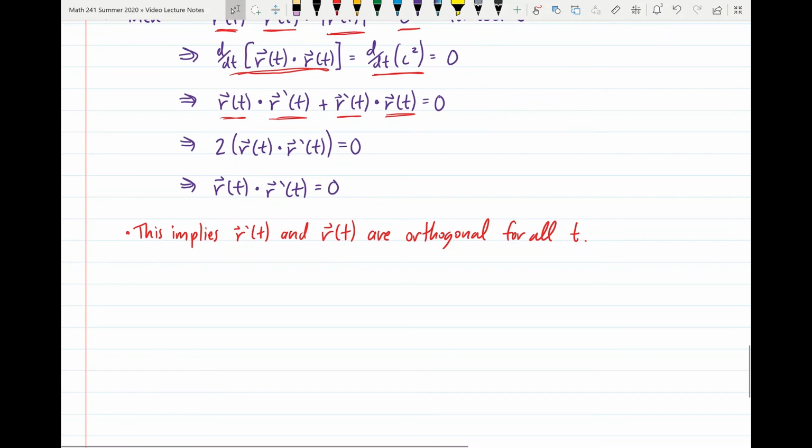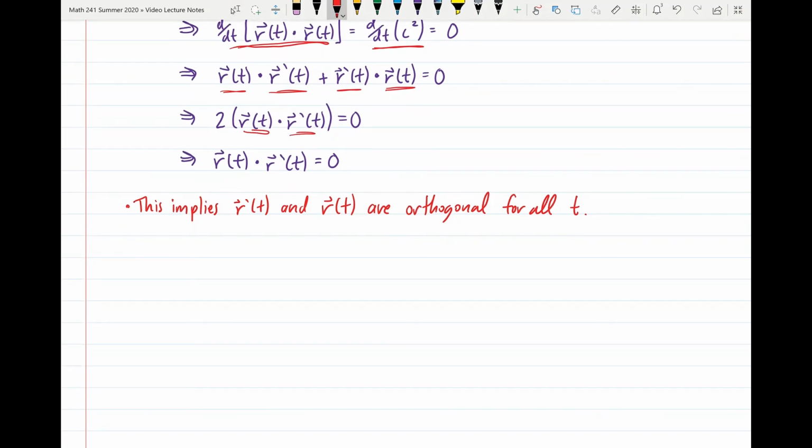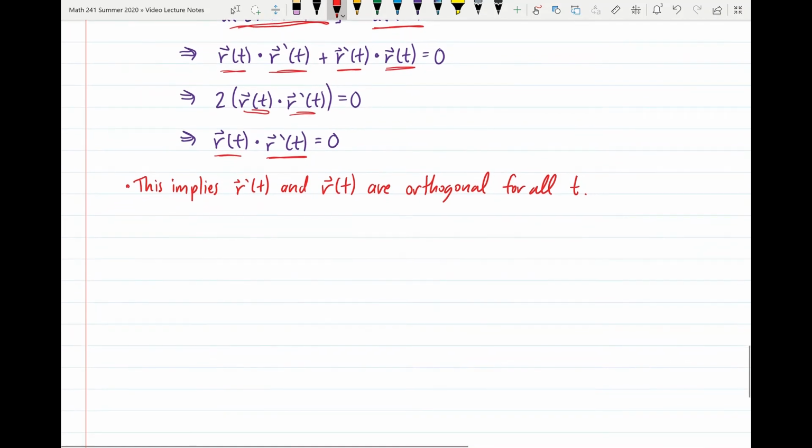We can combine both of these and get 2 times the dot product of r of t with r prime of t is equal to 0. Divide both sides of the equation by 2, and we're just left with the dot product of r of t and r prime of t is equal to 0. And remember from section 12.3, when we talked about the dot product, if we have two vectors and we take their dot product and it gives us 0, then those two vectors are going to be orthogonal. And if they're non-zero vectors, it means that the vectors are perpendicular.